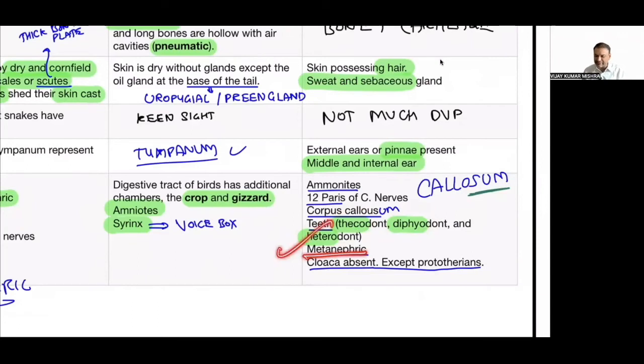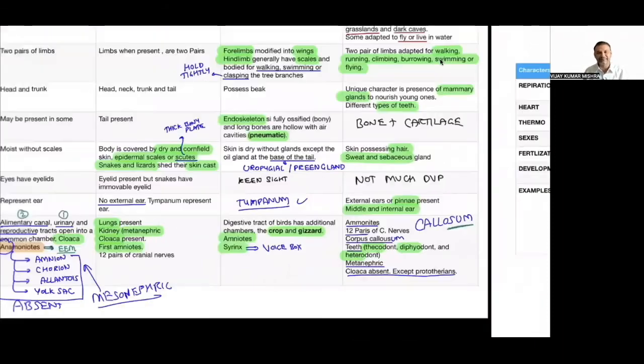Metanephric kidney is obviously present, cloaca is obviously absent, but in prototherians, where the duck-billed platypus and other primitive mammals come, they will have a cloaca. Is that clear?